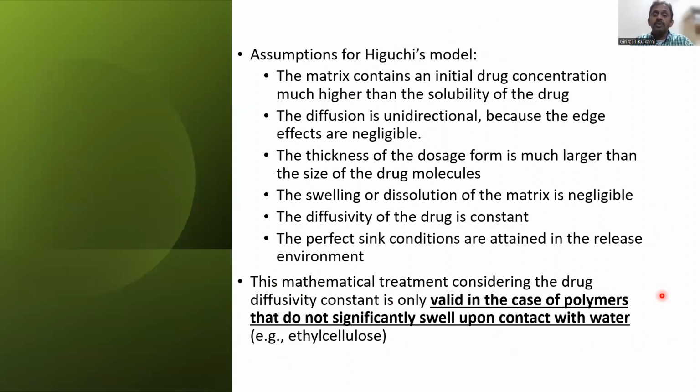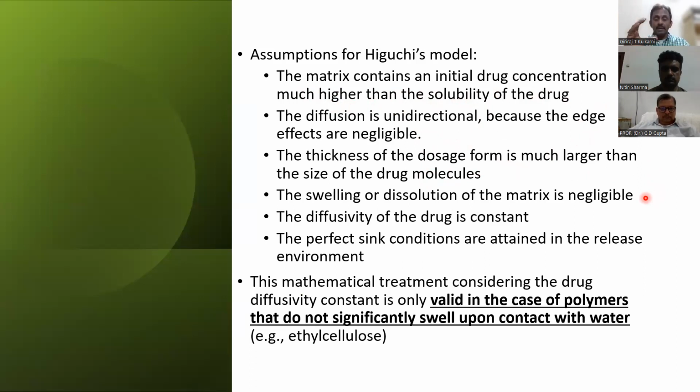Now, for applying Higuchi's equation, we have to make some assumptions. The matrix contains initial drug concentration much higher than the solubility of the drug. Concentration should be very high; then we can apply the Higuchi equation. Diffusion is only one directional. Edge effects should be negligible; in all directions, diffusion should not happen. Thickness of the dosage form is much larger than the size of the drug molecule. It is natural. And swelling is negligible. This is most important: if your matrix is swelling, then we should not use Higuchi's equation.